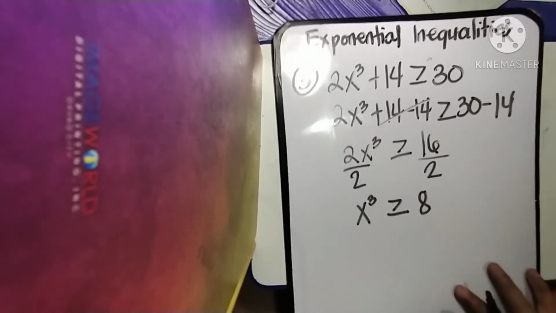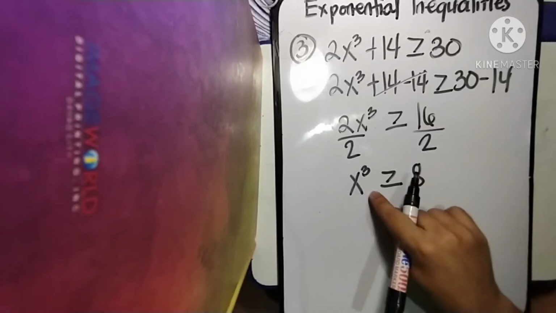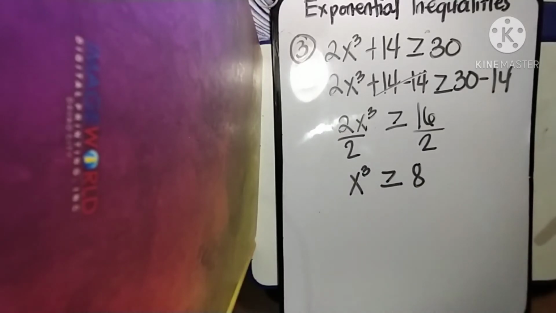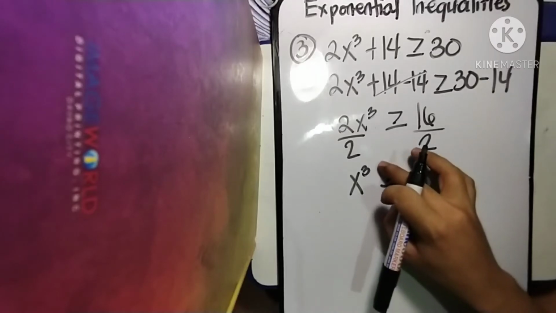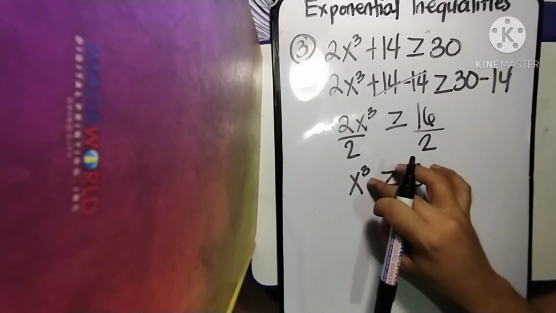Now, we need to identify if the exponent of this exponential inequality is even or odd. If even, we have two solutions. If odd, we have only one. So, x cubed. Now, 3 is odd.